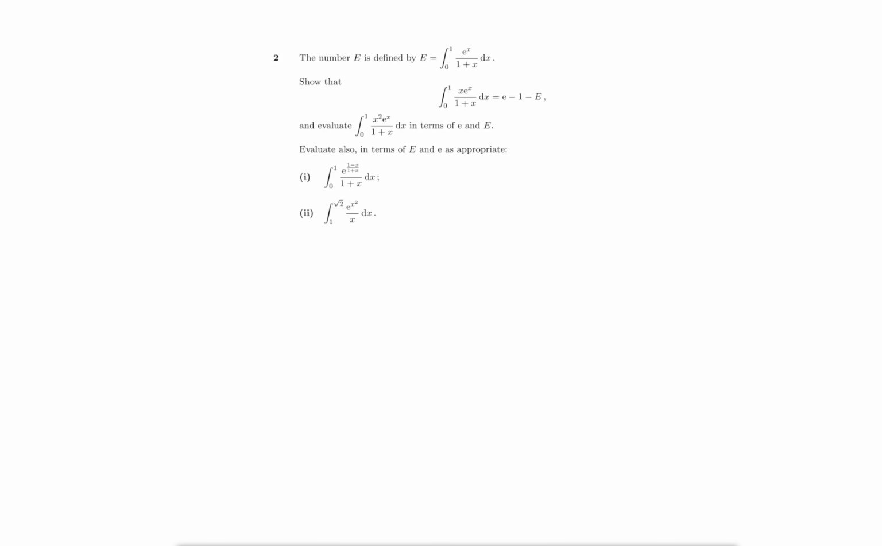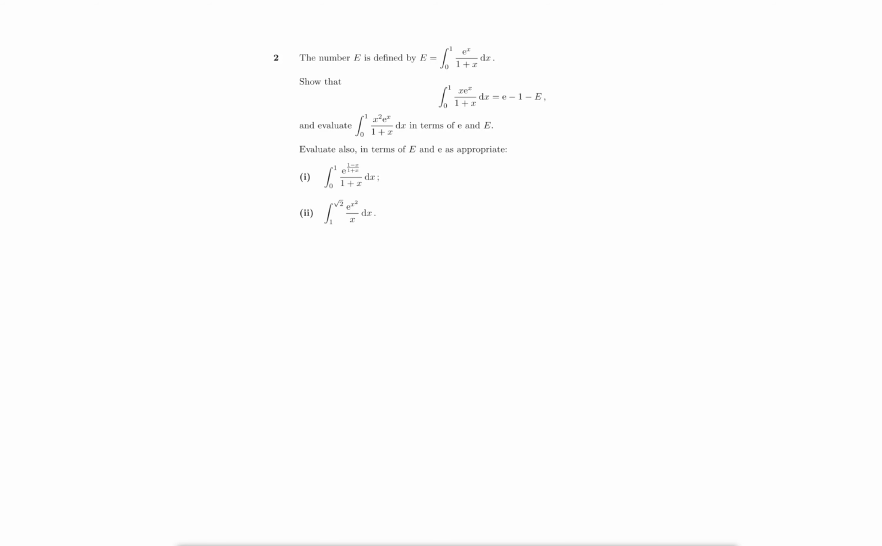Okay, 2011, Step 1 paper, question 2. The number big E is defined by big E equals the integral from 0 to 1 of e to the x over 1 plus x dx. Show that the integral from 0 to 1 of x e to the x over 1 plus x dx equals e minus 1 minus big E. Alright, so that's the first part of the question.